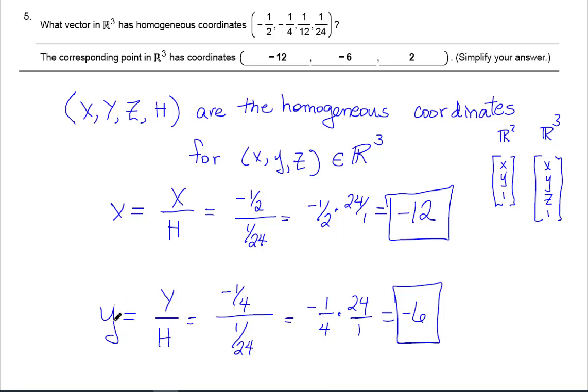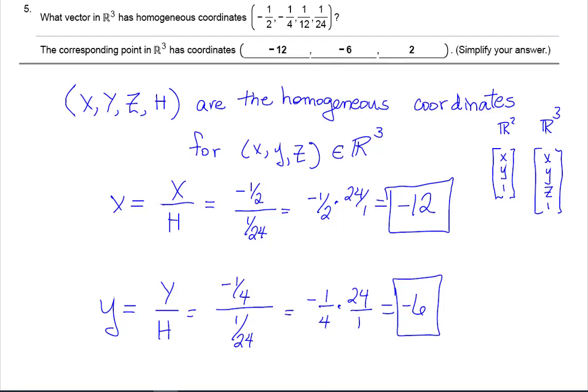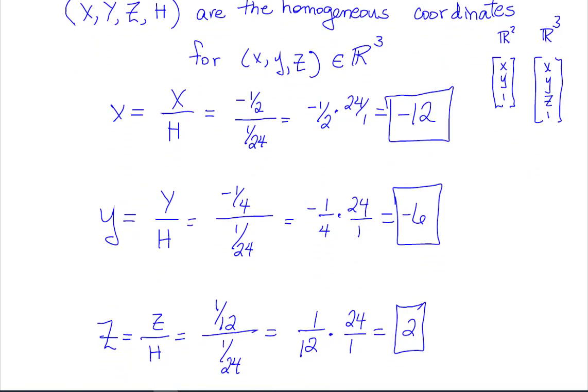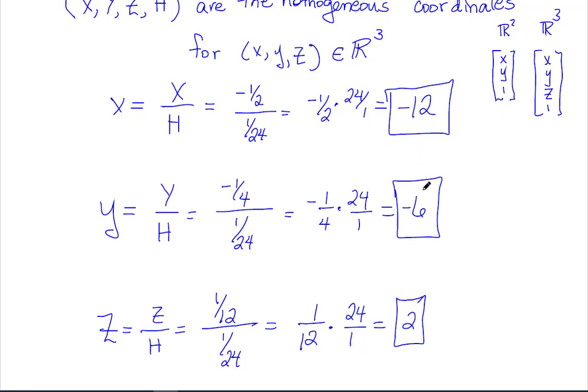the x, y, and z are given by the x component divided by h. So they gave me the x component, they gave me h, flip the fraction on the bottom and multiply, and we get minus 12. And so if you do that for both y and z, it's a very straightforward problem to figure out what was the point in R3 that had those particular homogeneous coordinates.